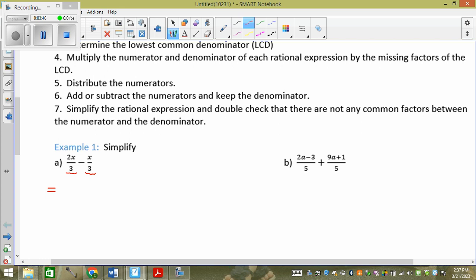Now, if I have 2x out of 3 pieces minus x out of 3 pieces, this is all out of 3 pieces. And now I can just subtract the tops, right? So if I want to show the steps: 2x minus x. Are there any restrictions on this one? So I have 2 x's. I subtract 1x. How many x's do I have?